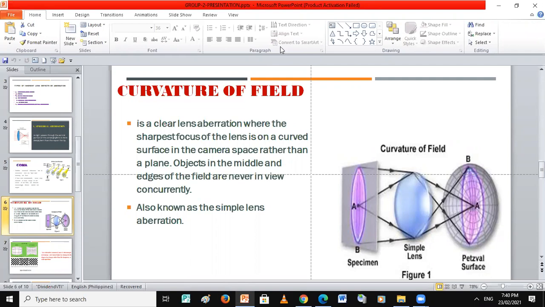According to mathematician Joseph Petzval, the formula of this imperfection occurs when the lens focuses light onto an imaginary curve rather than a flat plane. So it only focuses with regard to the curved surface.